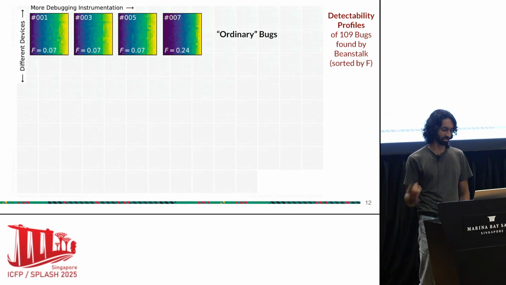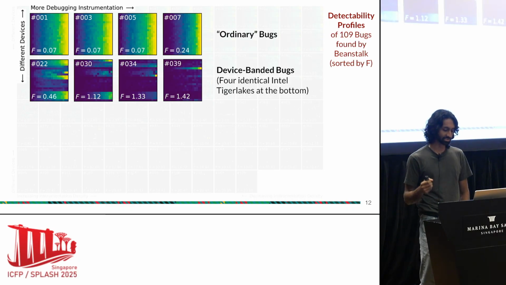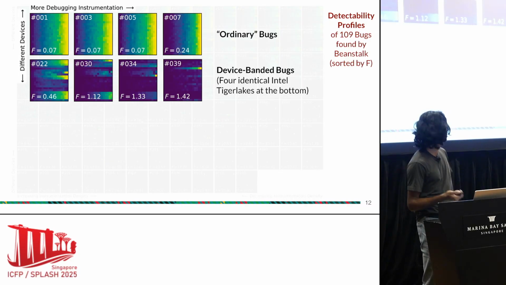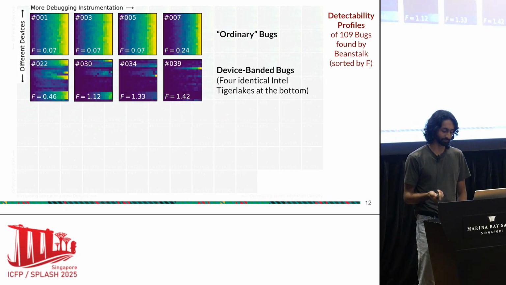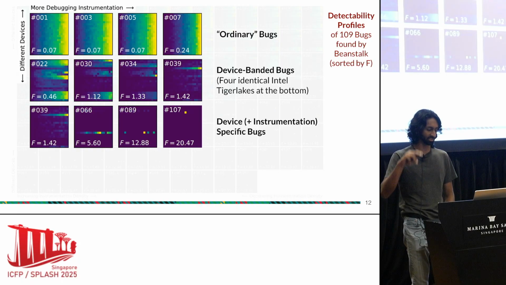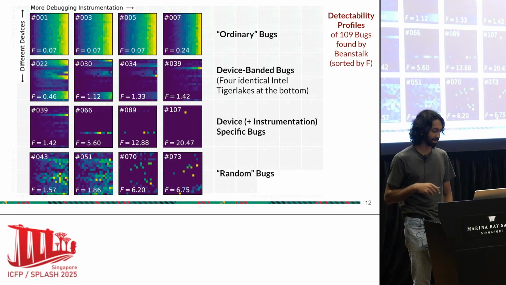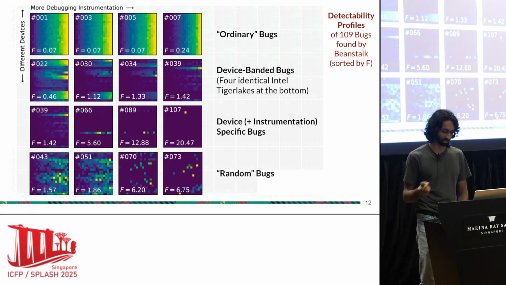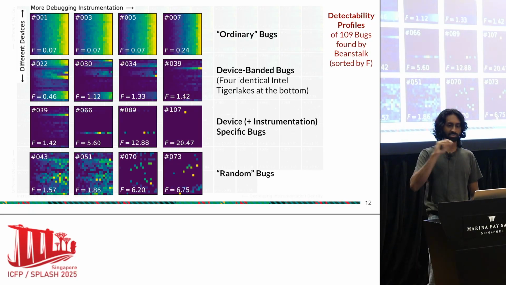We see these ordinary bugs that happen at low Heisen factors, like we talked about earlier. But we also see these bands of devices, which is quite interesting because it highlights that perhaps having multiple identical devices is actually redundant for bug finding. We also have device and instrumentation specific bugs that are only detectable at specific device and instrumentation operating points, and also completely random bugs that are only detectable at certain points without any perceptible pattern.